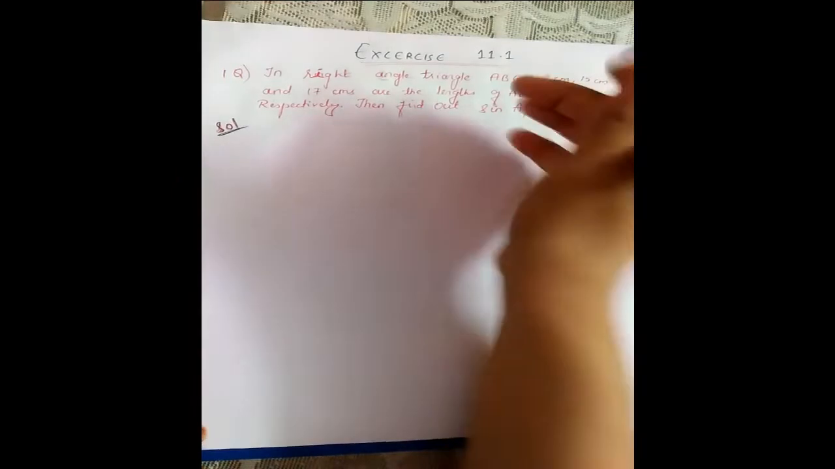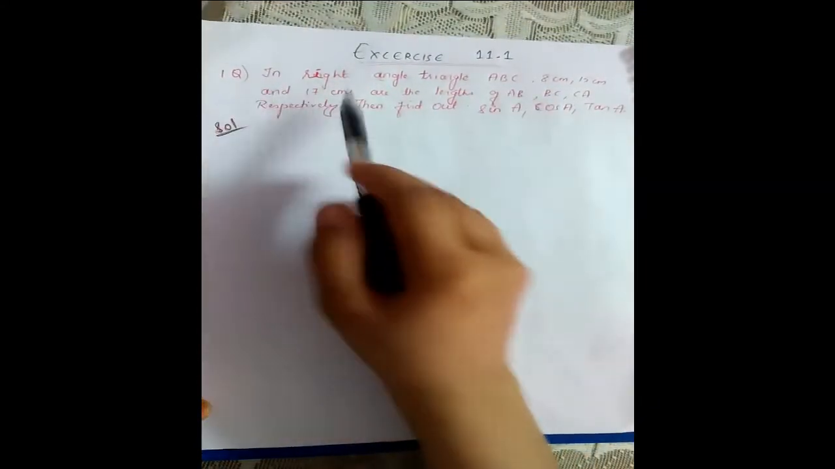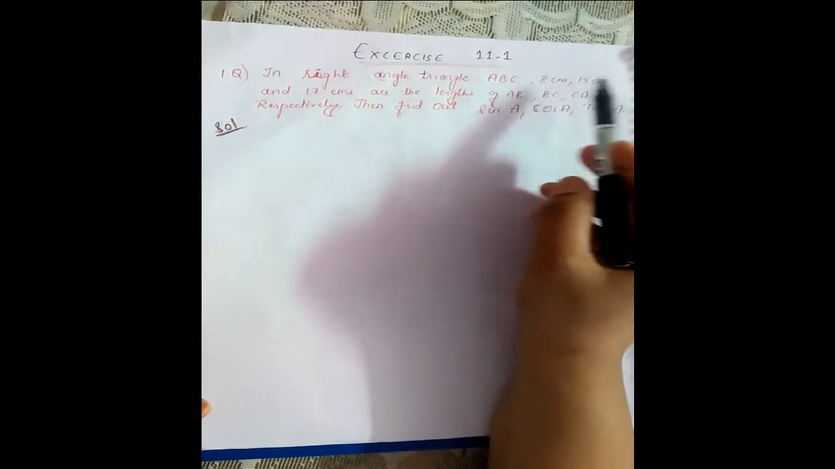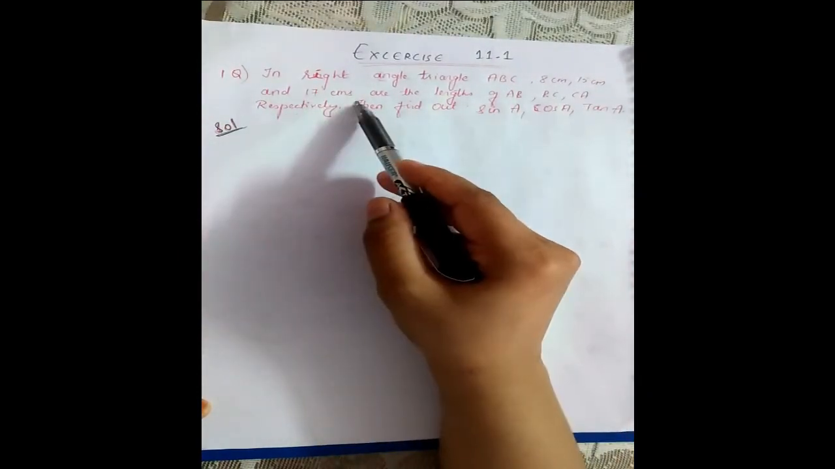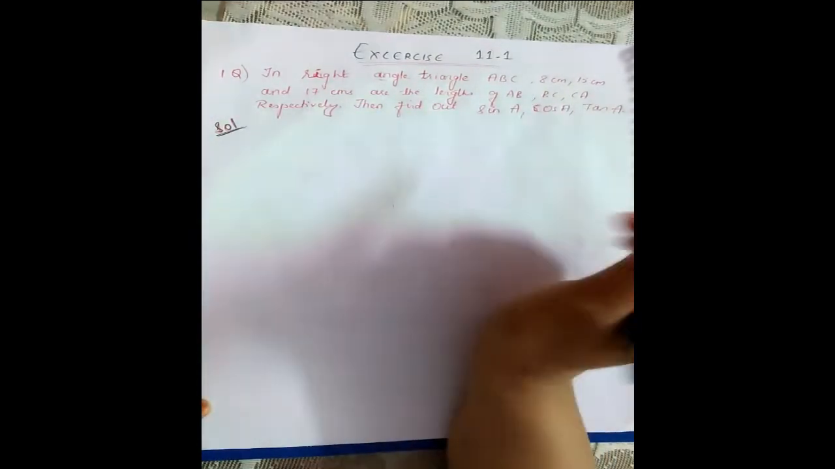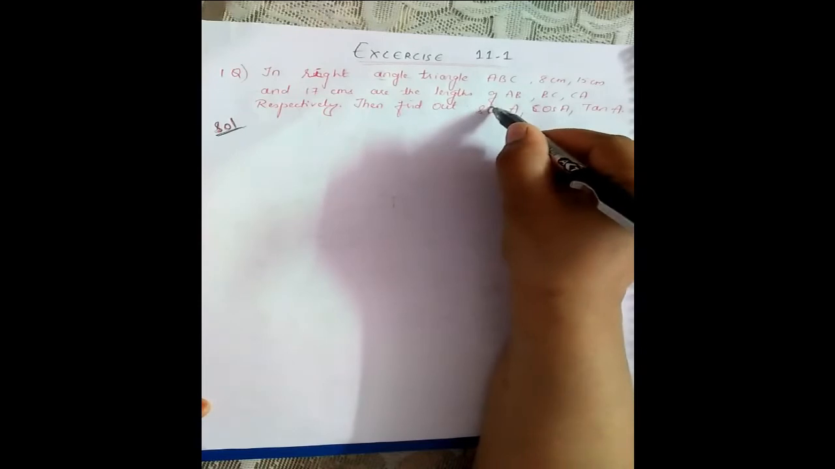Now let's get started with exercise 11.1, the very first question of this exercise. Okay, let's read the question first. In right angle triangle ABC, 8 centimeters, 15 centimeters and 17 centimeters are the lengths of AB, BC, CA respectively. Then find out sine A, cos A and tan A.